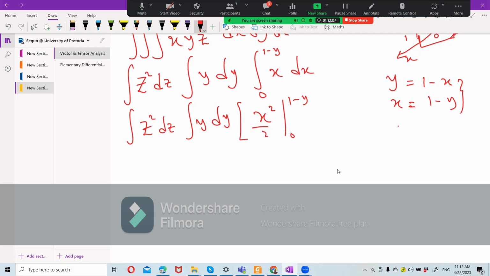Are we there? Yes, sir. Let me take my 1/2 out. I can say 1/2 is outside here. I can integrate this one, z squared dz, y dy, and here I have 1 minus y all squared. Because I know that if I substitute 0 here, I will still get 0, so I don't need to bother myself. Then the next thing to do is what? Who can tell us?